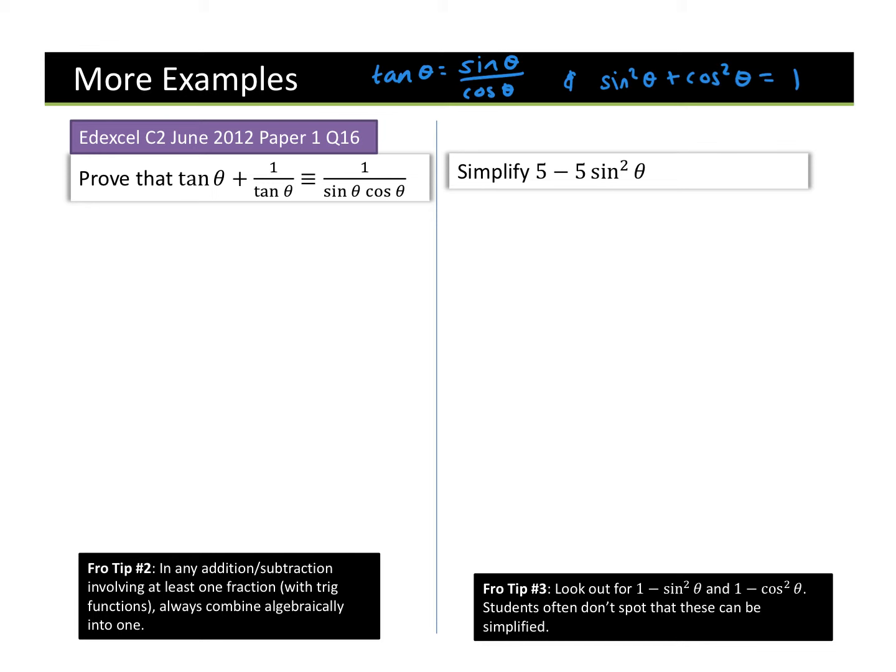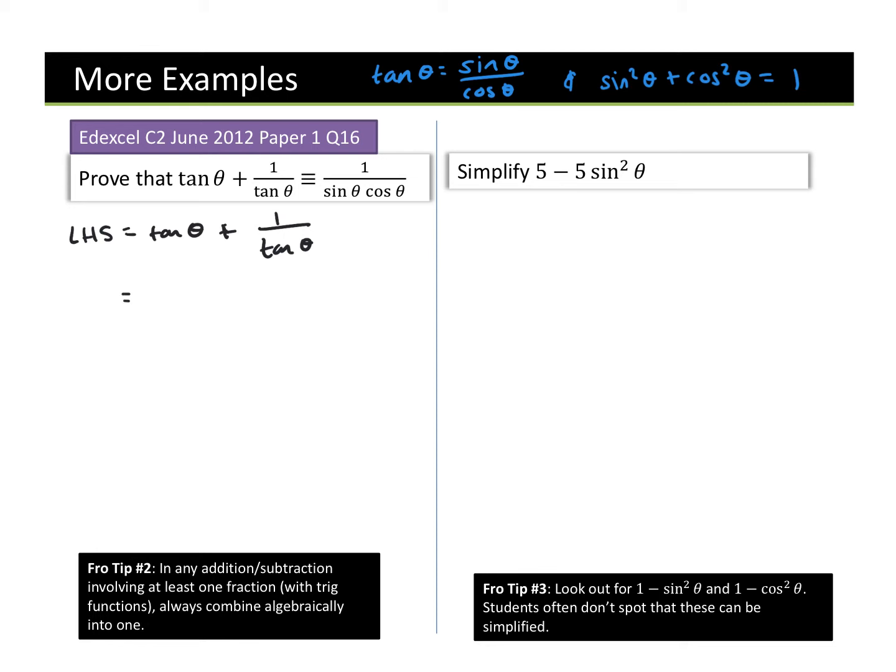Sorry for the crumpling on the video. So, I see a tan theta. What am I going to write? Silly cow. But before I do any of this, we forgot. It says prove. If it says prove, what do I write? Left-hand side. The only reason I'm writing the left-hand side is that it looks more complicated, yeah? Left-hand side equals tan theta plus 1 over tan theta.